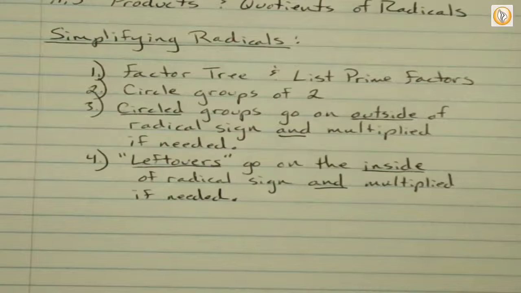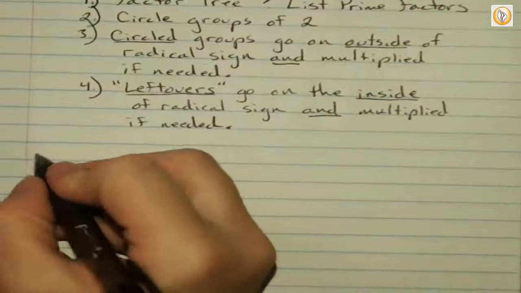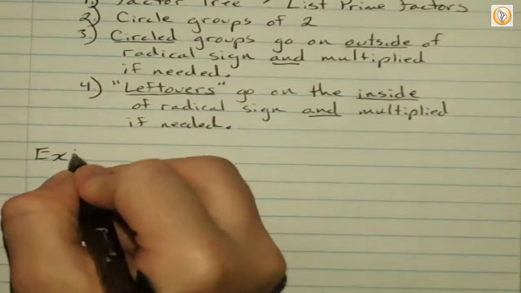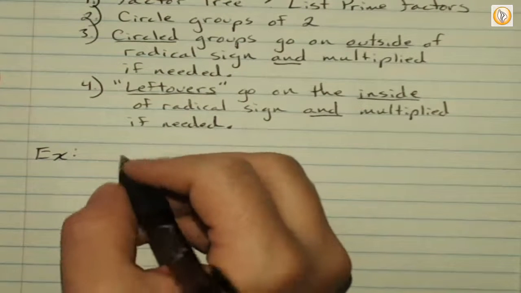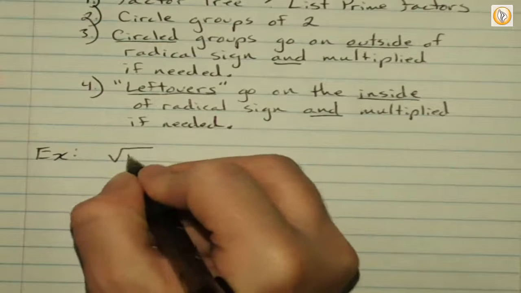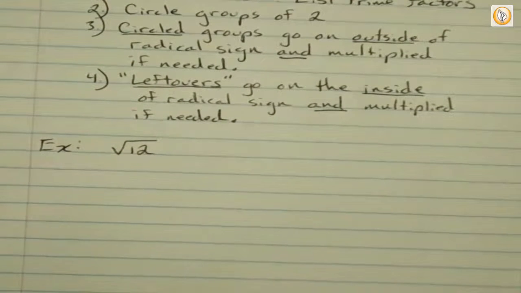So for example, I got like 4 pages of examples. So for example, if I said, what is the square root of 12?